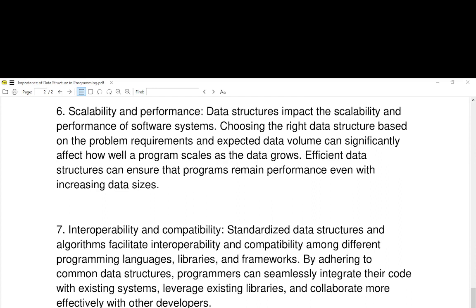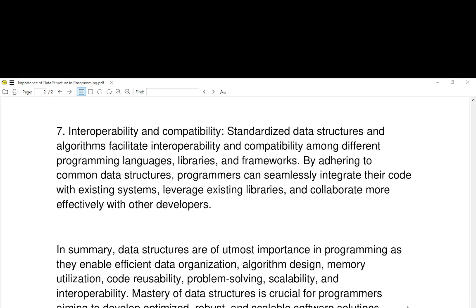Number seven, interoperability and compatibility. Standardized data structures and algorithms facilitate interoperability and compatibility among different programming languages, libraries, and frameworks. By adhering to common data structures, programmers can seamlessly integrate their code with existing systems, leverage existing libraries, and collaborate more effectively with other developers.